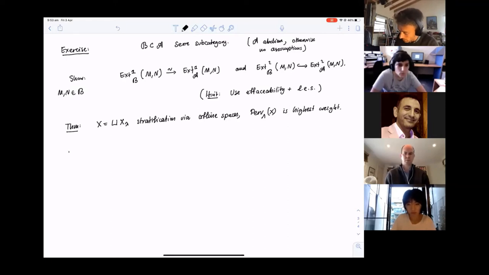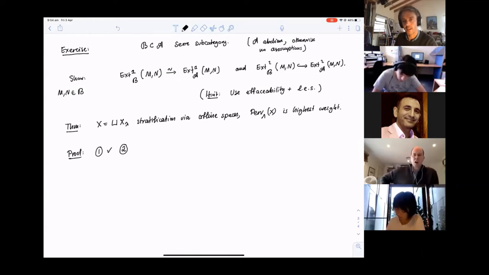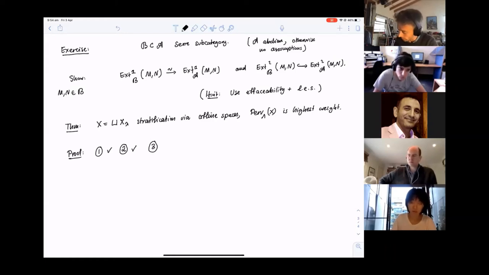So the proof. One is the fact that it's finite length. Two, we know that the category of perverse sheaves has simple objects indexed by pairs consisting of strata and local system, but all the strata are simply connected, so all the local systems are trivial. We have finitely many strata, so this is okay. Three, we also know that the endomorphism rings of IC sheaves agree with the endomorphism ring of the corresponding local system. So this is just the field.